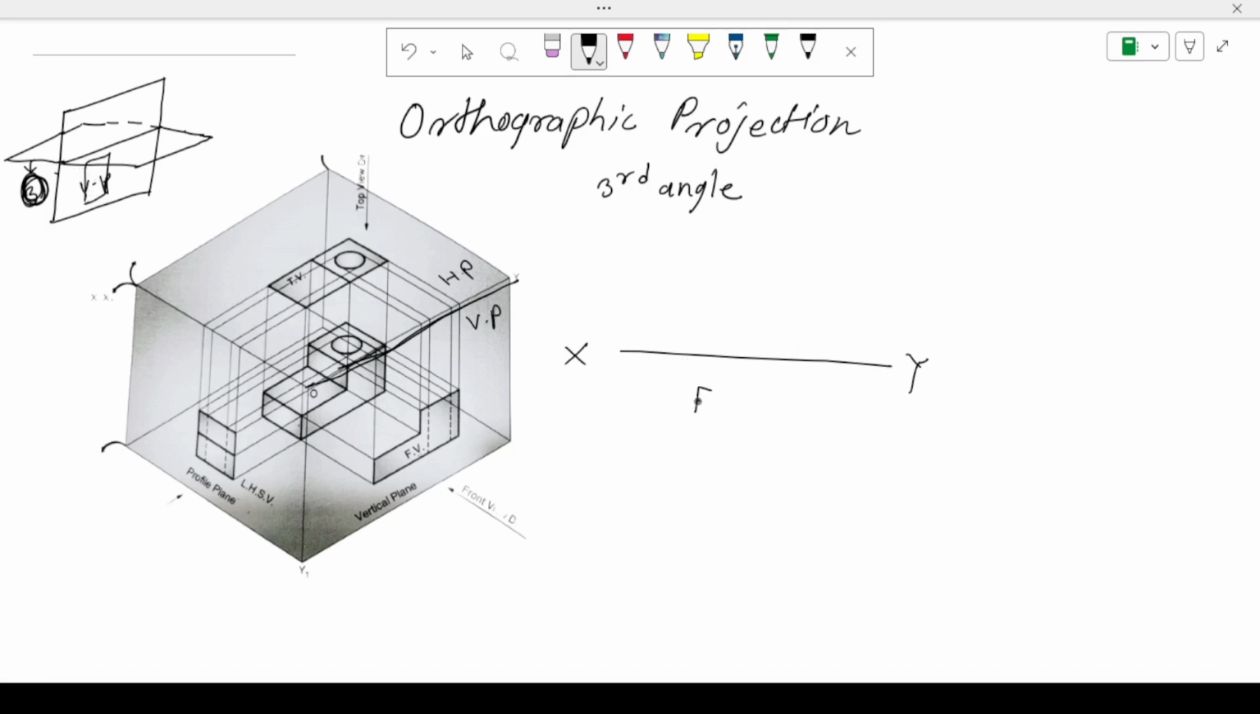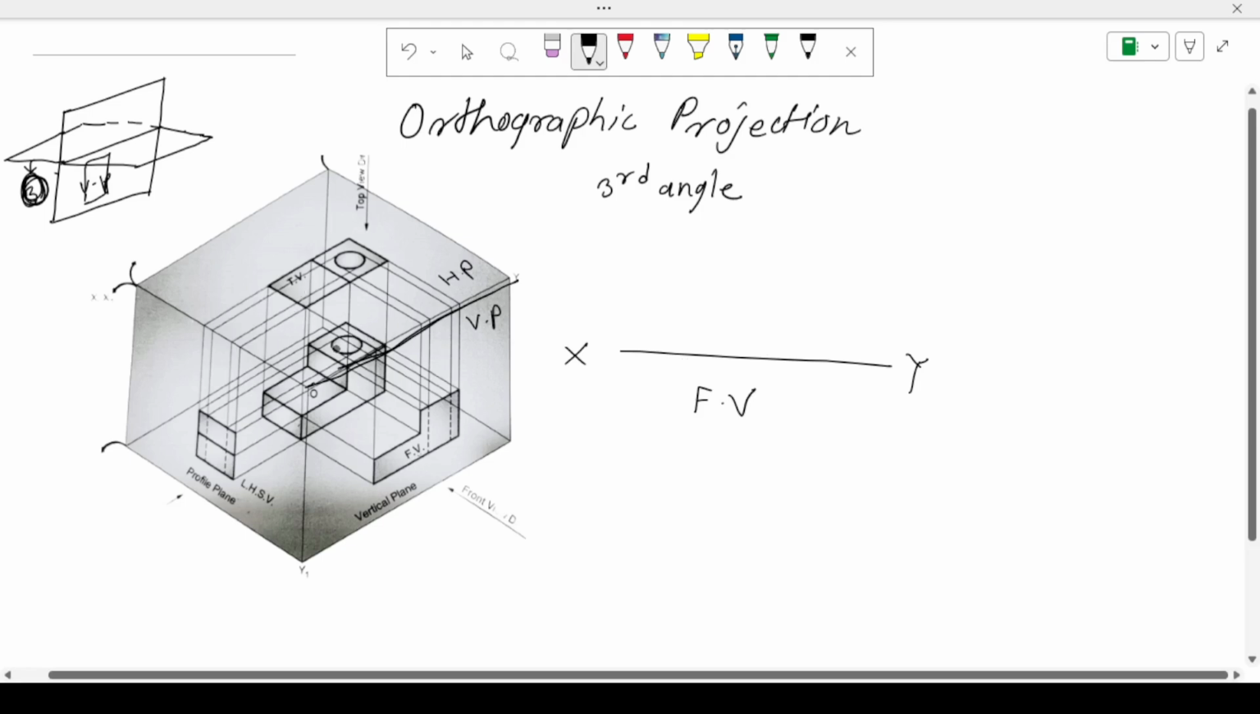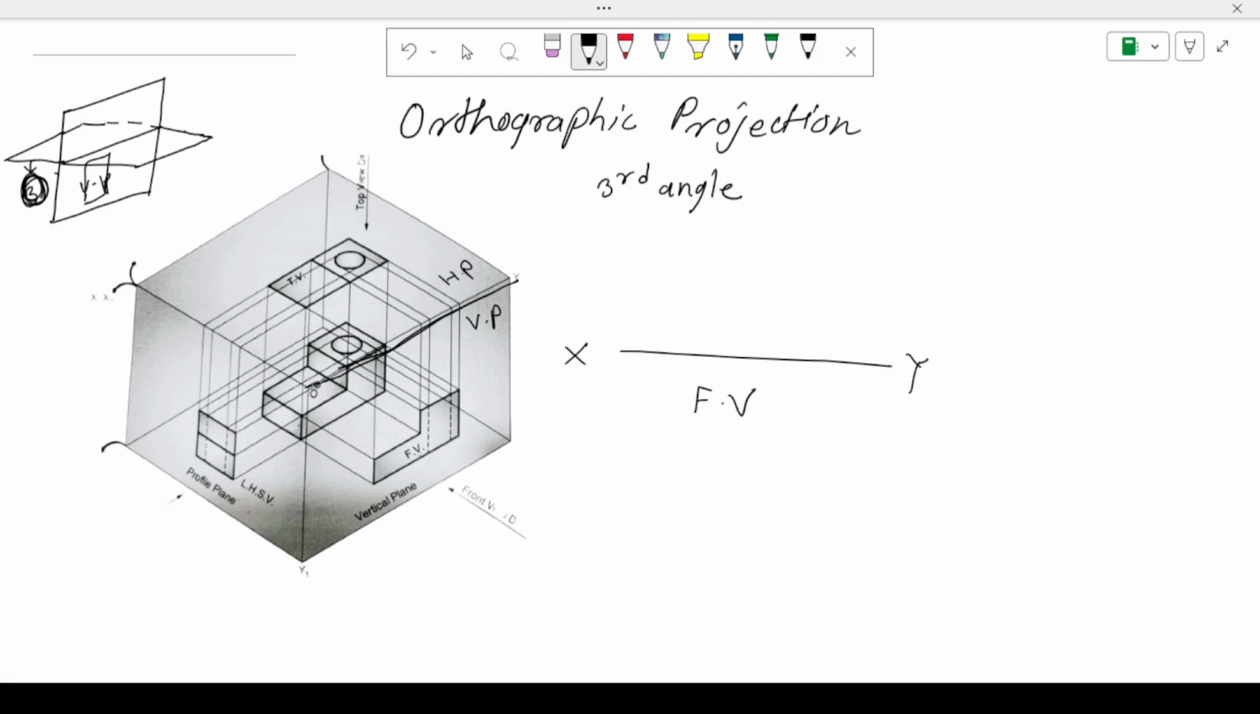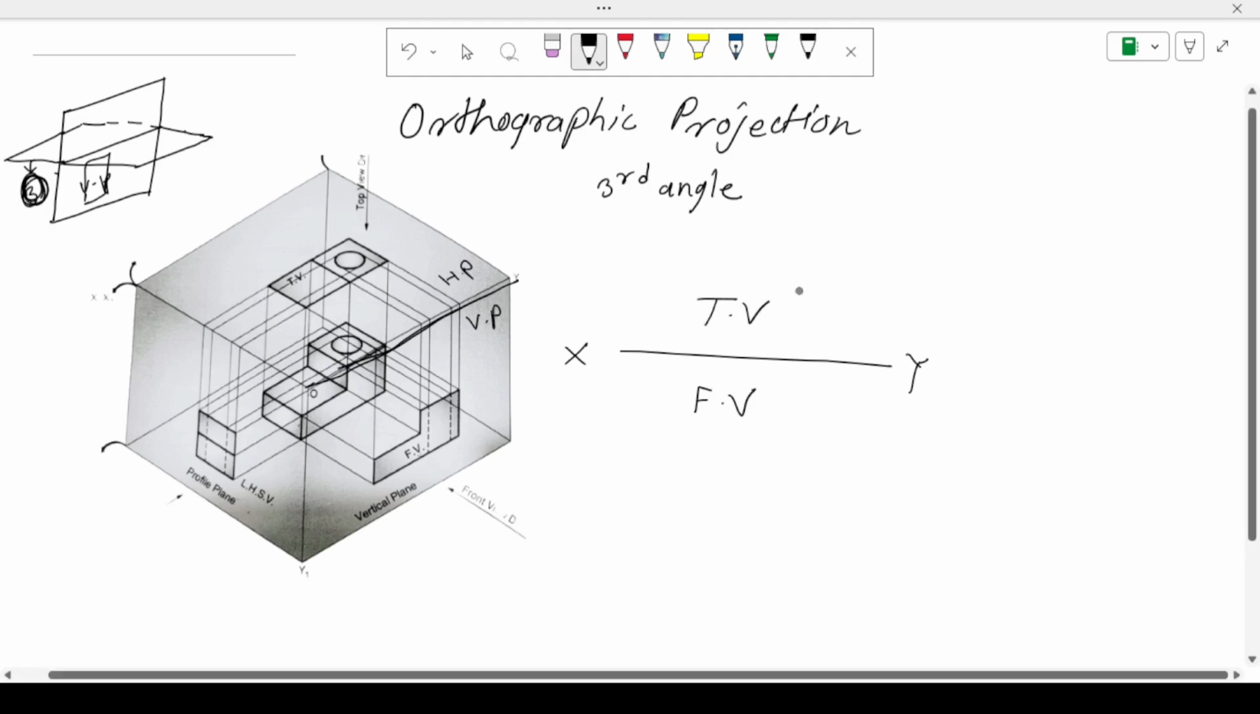This is our front view, and the top view is formed on a horizontal plane. When this horizontal plane gets rotated, it comes over the XY line. So always the top view is above the XY line. Clear? Then next, what about the right hand side view and the left hand side view?